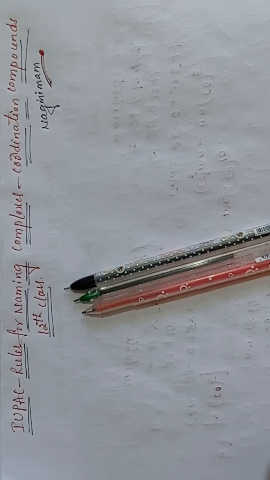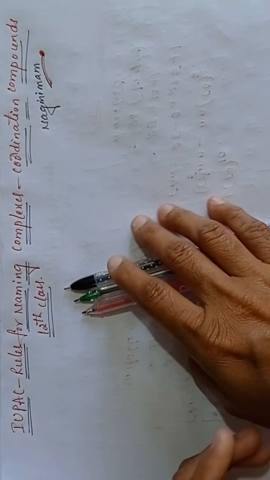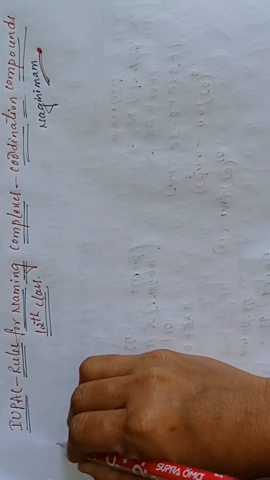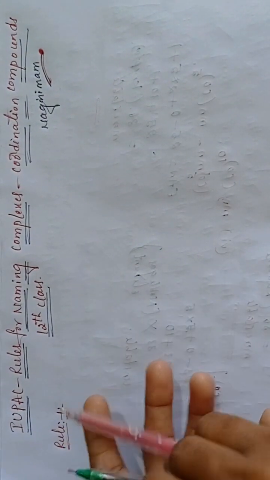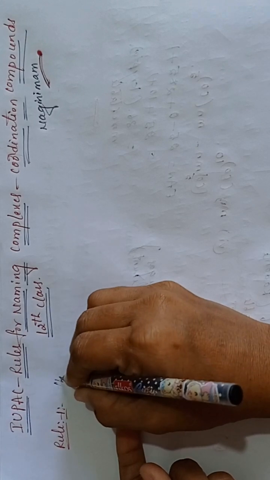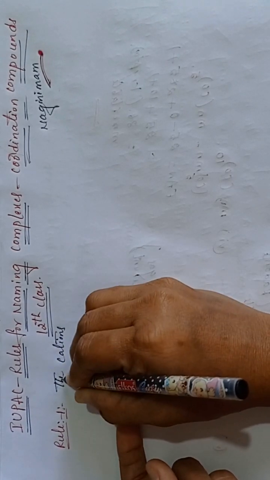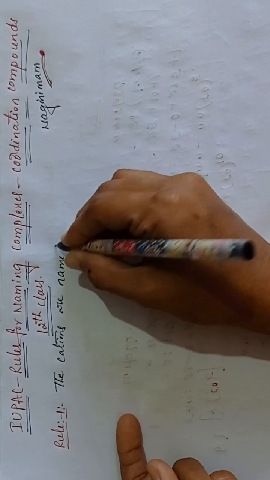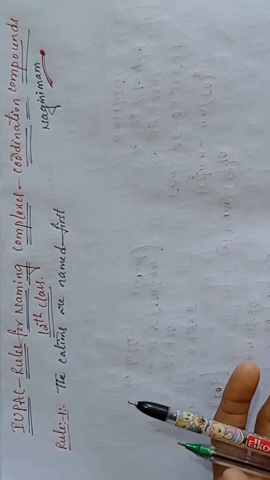In today's section, I'm going to discuss the IUPAC rules for naming complexes, students. Now, rule 1: the cations are named first. So first you have to write the name of the cation, students.